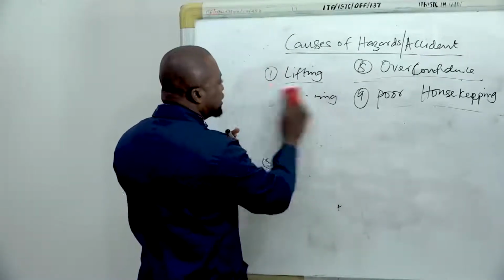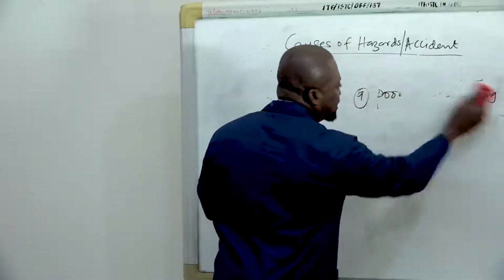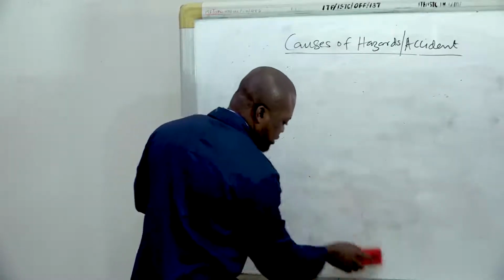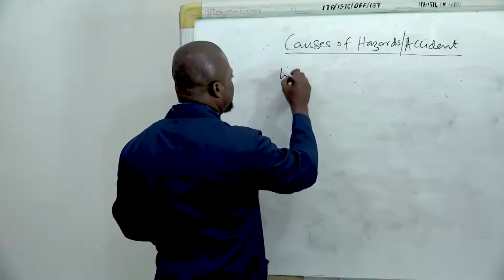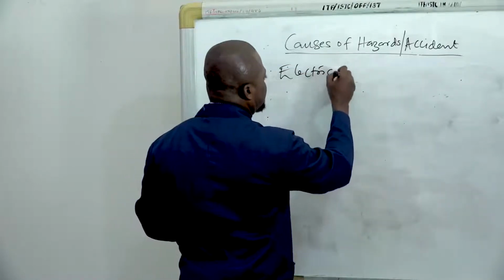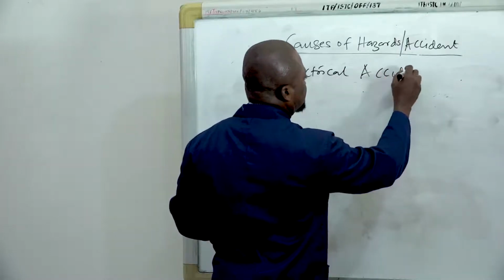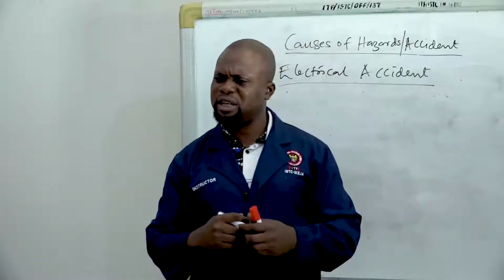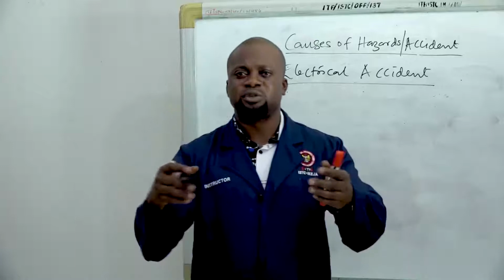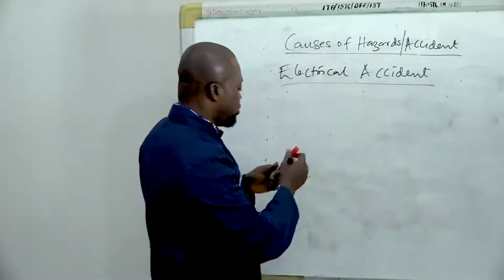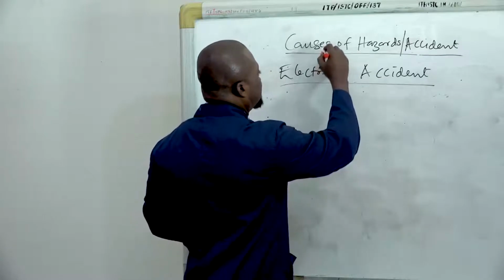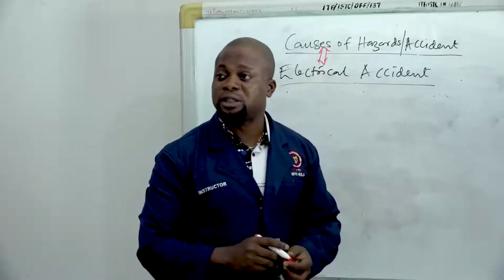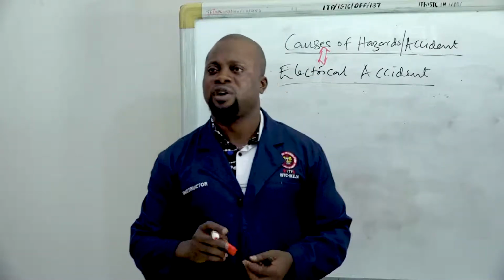These are general causes we looked at. So let's narrow it down to electrical accidents. When you say electrical accidents, you looked at the leading causes, things that can lead to accidents. So what are the leading causes of electrical accidents?